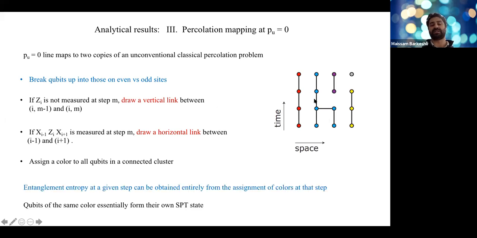And the basic point is that if you want to know the entanglement entropy at a given step, then all you need to know is the assignment of colors at that step. And the idea is essentially that qubits of the same color form their own SPT states. So the clusters mean that you've broken up the system into a bunch of independent SPT states.